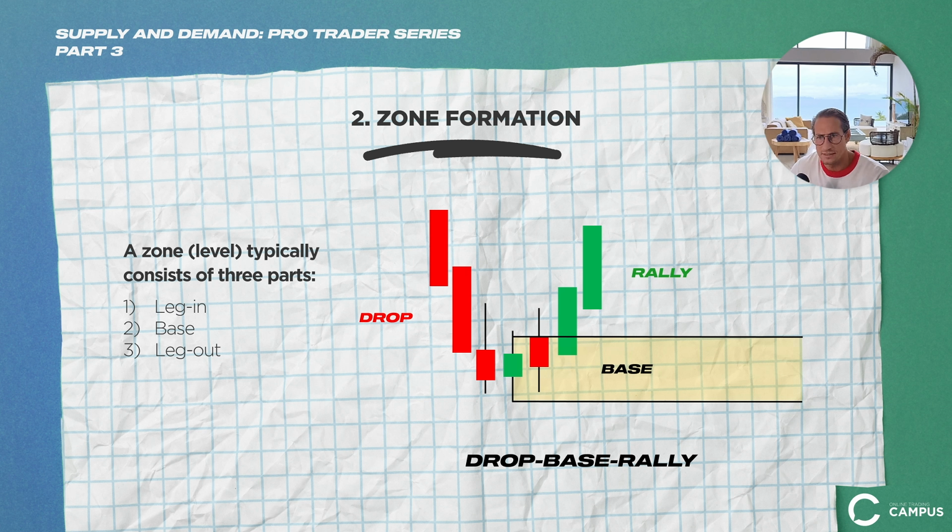Now, the base in this area represents your imbalance, the area where demand exceeded supply and where we can find unfilled buy orders. This picture of demand we call drop, base, rally. Visually, it looks like a U shape.